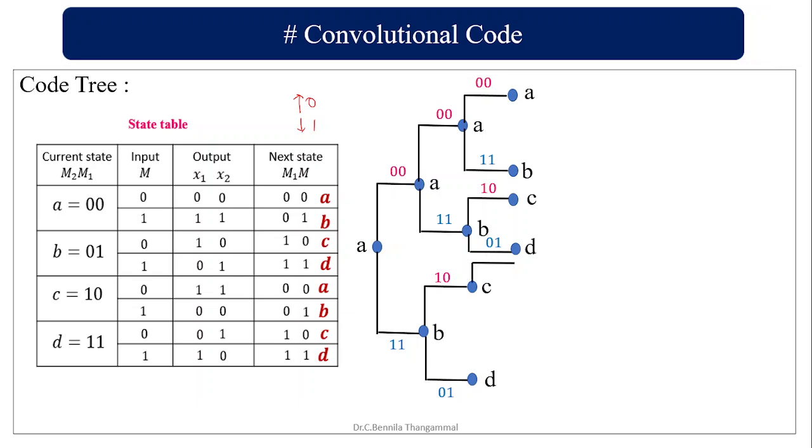And from C, if your input is 0, it goes to A with your output 1 1, and it goes to B if your input is 1 with output 0 0. Similarly, from D, if your input is 0, it goes to C with your output 0 1, and it goes to D if your input is 1 and output is 1 0. So now I got all A, B, C, D, A, B, C, D. So this is how your code tree should be drawn.